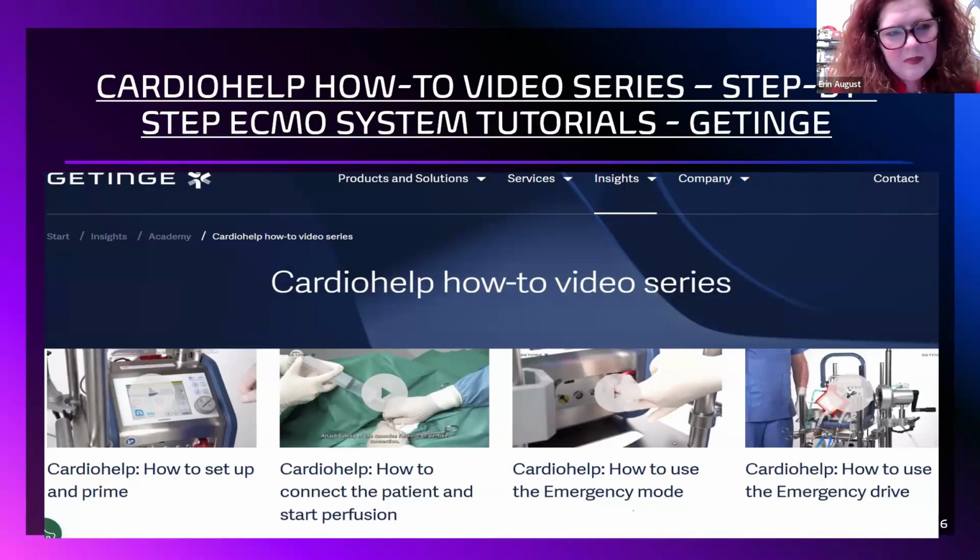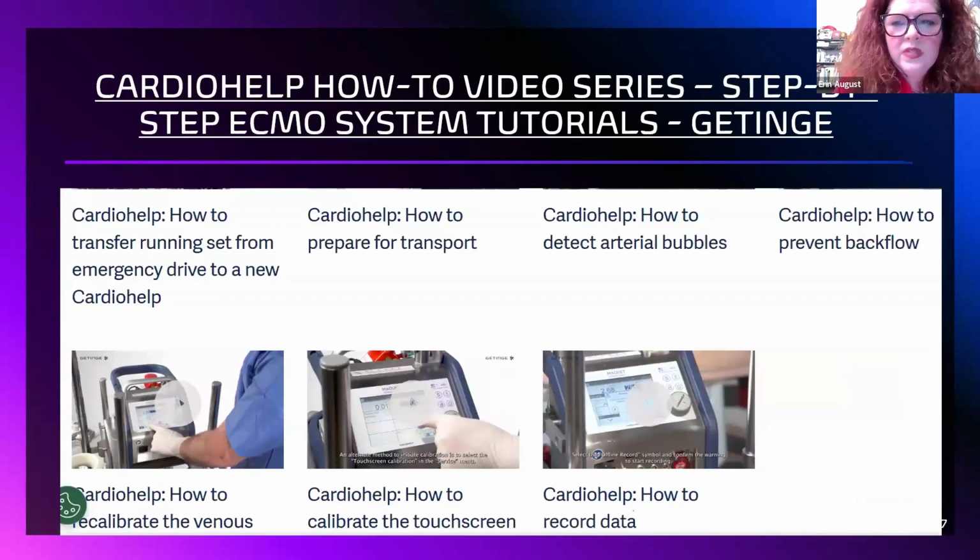If you haven't done something with a patient in a while, or you have a case coming up that you might be on ECMO standby, or things like that, in addition to doing the hands on, you just want to run through it visually. These types of modules are extremely helpful. So, you see all the different ones they have here about how to use emergency mode when you push the red button if your screen cracks, how to use the emergency drive, so how to go into that hand crank, all those things here. They have all of these, how to detect arterial bubbles, how to prevent backflow, all those are there. So these things are extremely helpful, and I encourage them.